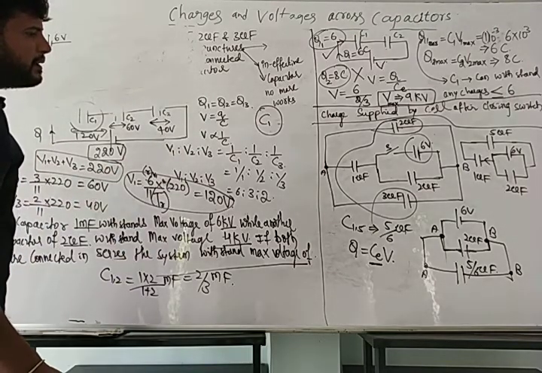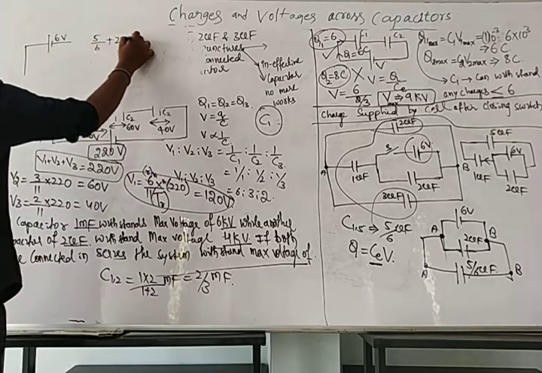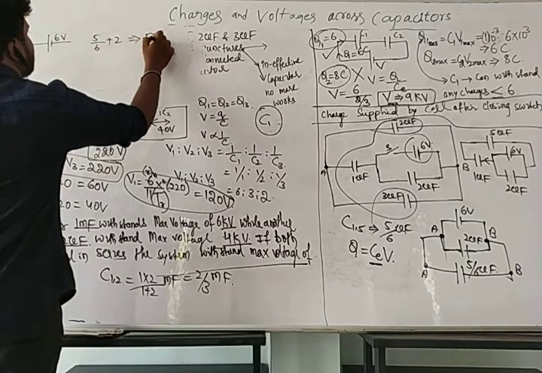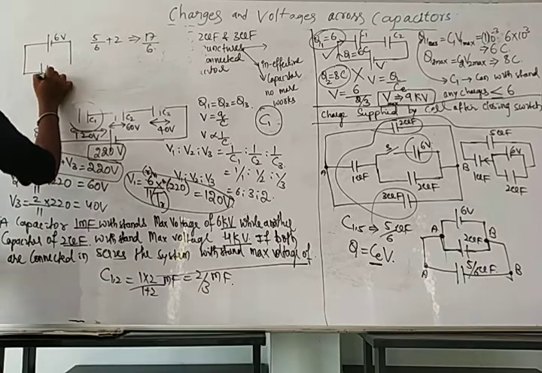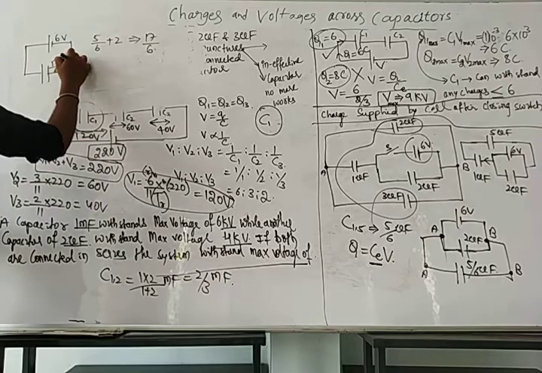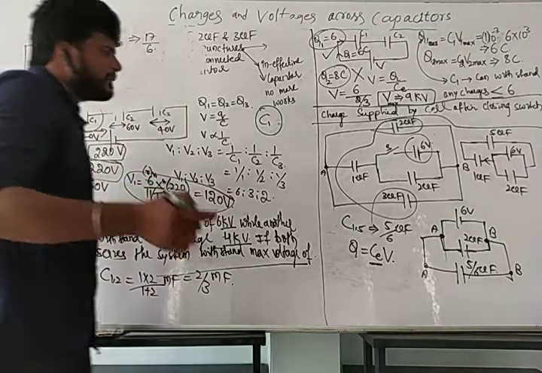How much will you get? 5 by 6 plus 2. It will be 5 plus 12, 17 by 6. So now I can write the value of this single capacitance is equal to 17 by 6 microfarad. Then the total charge supplied by this cell.